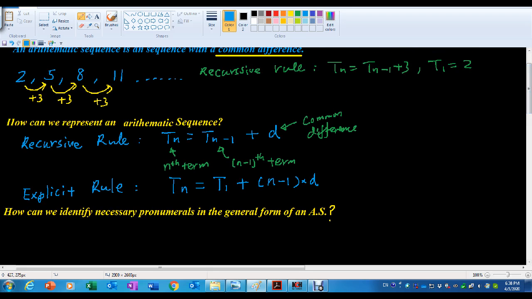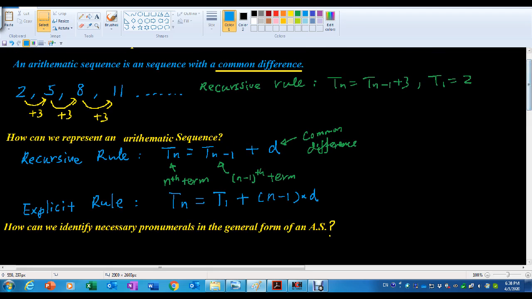Let's look back at the previous example. From the first term to the second term, it's the first term plus one common difference, 3. But when you go from the first term to the third term, you need to add 2 common differences. If you go on with that logic, you understand that for the nth term, it will take n minus 1 common differences added to T1 to get Tn.